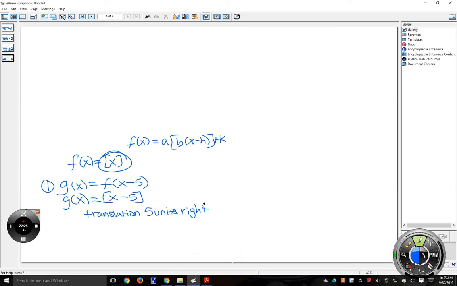Yeah, Natalie. Yeah. So remember, this is just the name of something. This is saying go to the f function, so go to this guy, and rewrite it instead of using x, subtract 5 from the x. So if the f function was named in the directions to be the greatest integer function, then this is going to be the greatest integer function, but with 5 subtracted from x inside of it.